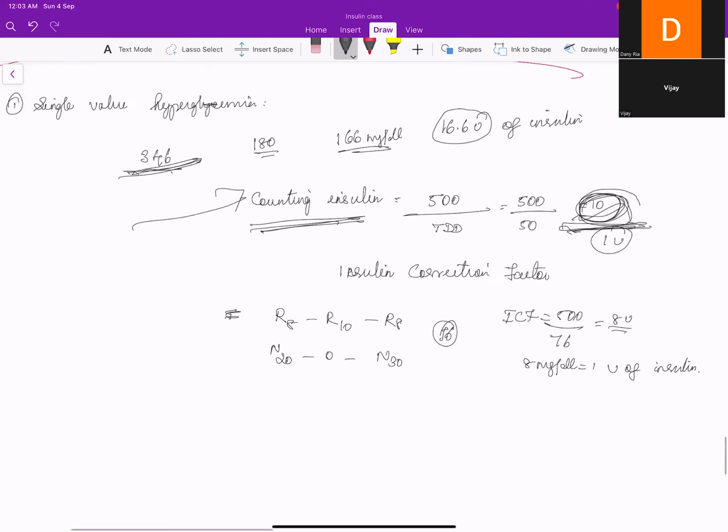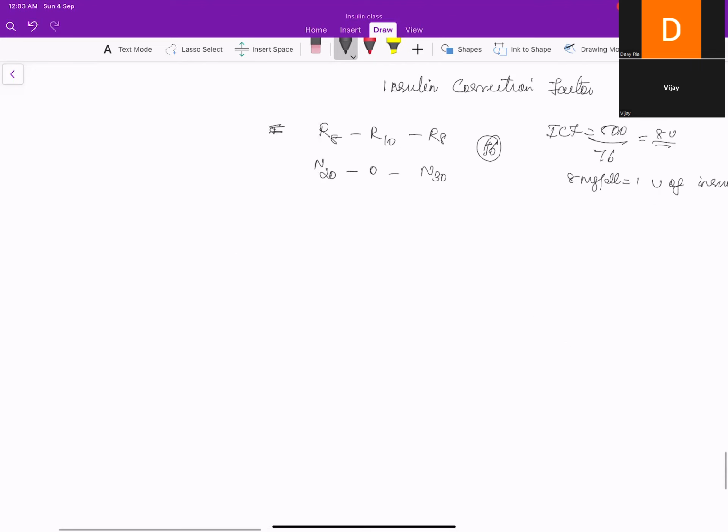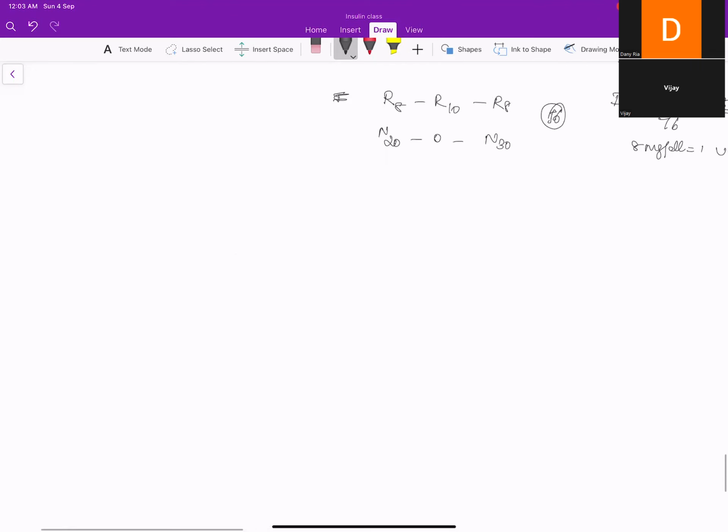Understood this concept, single value hyperglycemia or counting insulin concept. This is very relevant, more than calculating the meal, because some patients will go to marriage houses and eat a single meal very high. In that case, it's generally said that 10 grams to 15 grams of carbohydrates is neutralized by 1 unit of insulin.